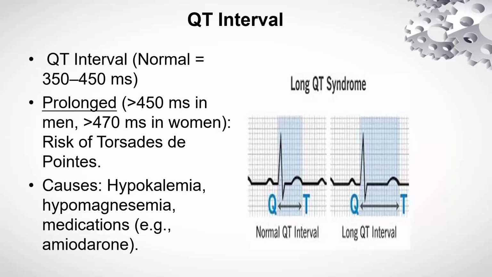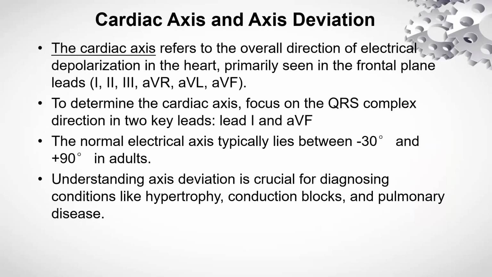Now the QT interval, time is fast spent. It's almost an hour now. The QT interval is prolonged in Torsades de Pointes, and don't forget what Torsades de Pointes means: a twisting of the waves along the isoelectric line. Some of the causes are electrolyte imbalance, hypokalemia, hypomagnesemia, or some drugs.